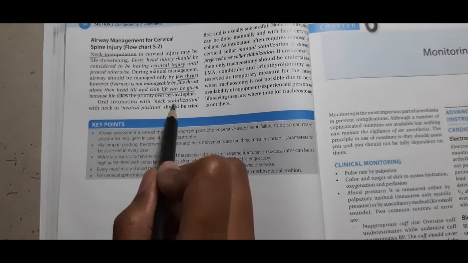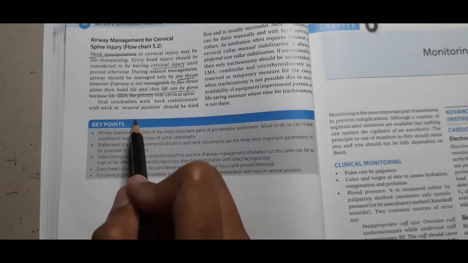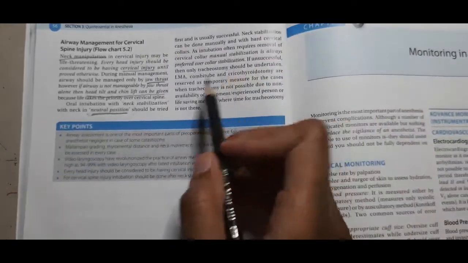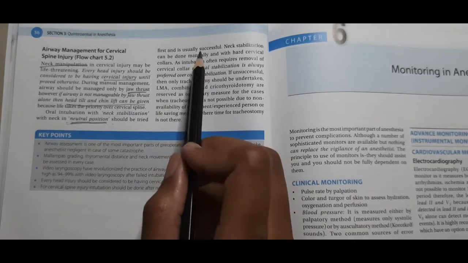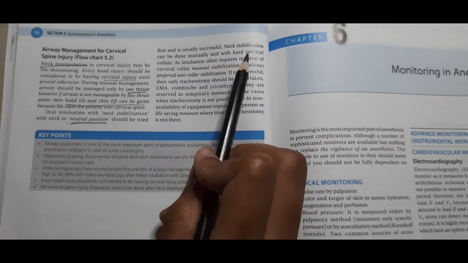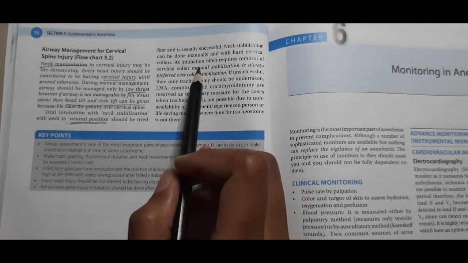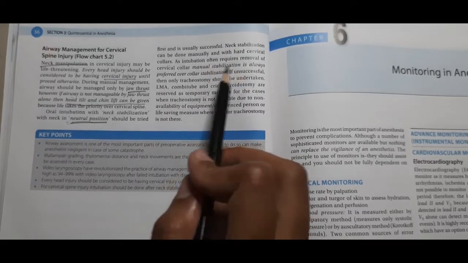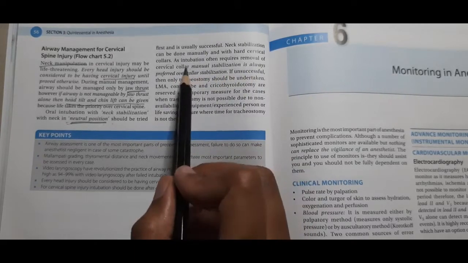Oral intubation with neck stabilization, with the neck in a neutral position, should be tried. Neutral in the sense that there is no angle formed at the neck. You should try this first. It is usually successful, and neck stabilization can be done with hard cervical collars. The patient is put in a cervical collar so that the neck stays stabilized. As intubation often requires removal of the cervical collar, manual stabilization is always preferred.